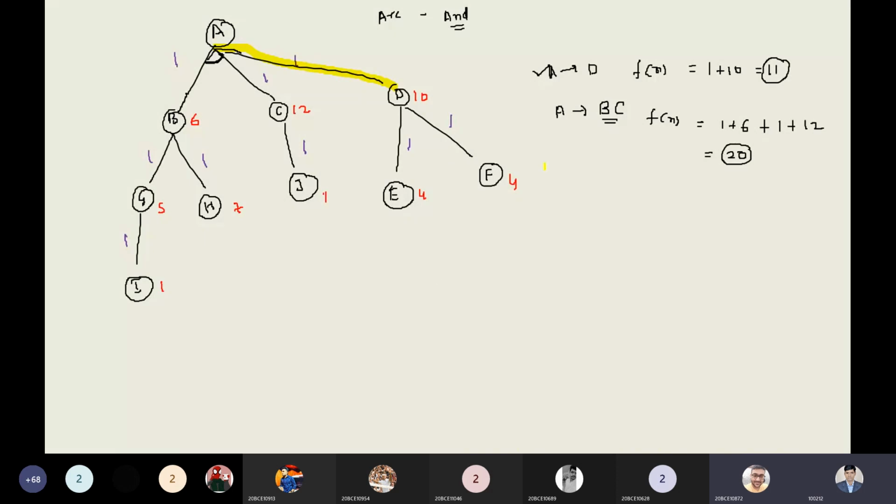So that would be our values. Let me choose this one. If I'm choosing A to D and then E, what would be my values? 11 plus 1 plus 4, and if I'm choosing A to D and F, that would be 11 plus 1 plus 4. So this would be 16, and this would be 16. Okay, this is the point.